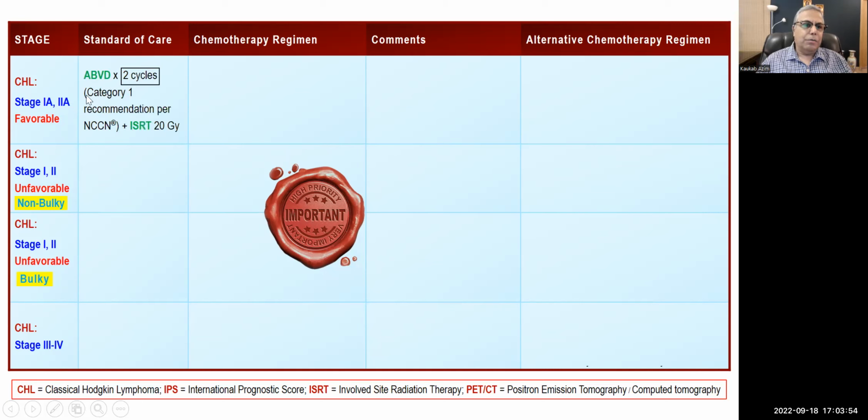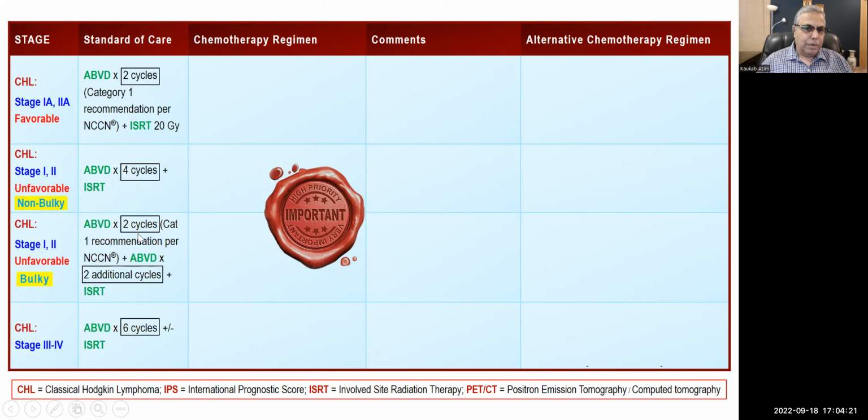So ABVD, now what is the difference? Favorable, unfavorable, bulky, non-bulky. It is the number of cycles. We have got involved site radiation therapy in all of them. They're written over here, okay? And we have got ABVD in all of them, but it is the number of cycles that are different, okay? You see 2 cycles over here, 4 cycles over here. In this, we have got 2 cycles plus another 2 cycles plus ISRT. And for advanced stages, we have got 6 cycles.